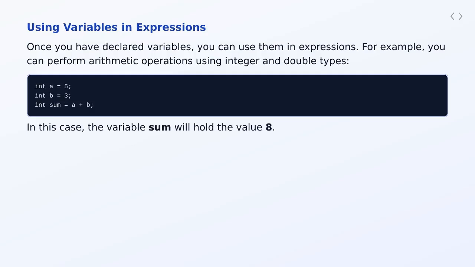Now, using variables in expressions. Once you have declared variables, you can use them in expressions. For example, you can perform arithmetic operations using integer and double types. I'll let you read the examples on screen rather than reading every line aloud. In this case, the variable sum will hold the value 8.